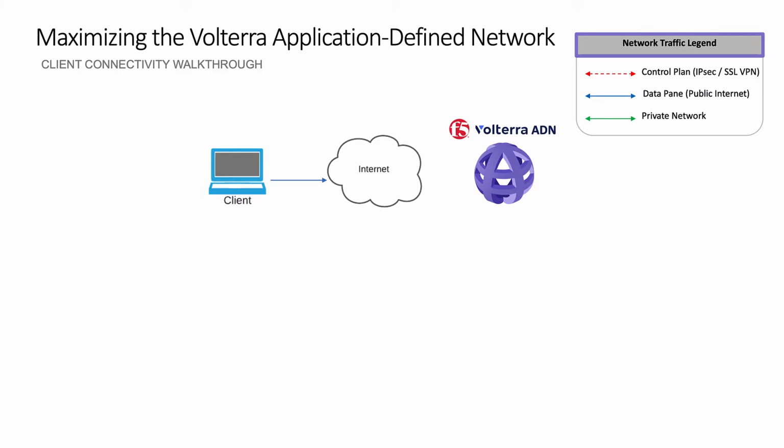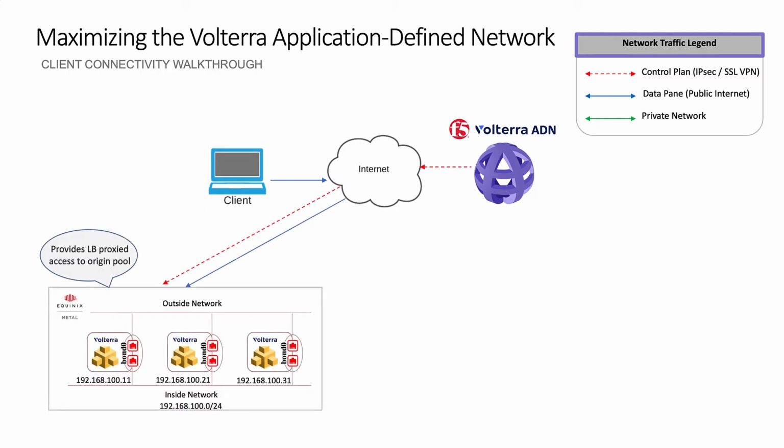The Volterra ADN provides control plane functionality to the customer edge, enabling centralized management and configuration of customer edge sites, including DNS. To access the application from the internet, the client resolves the application hostname via DNS. The hostname will resolve to the public endpoint of the customer edge site where the application is exposed.